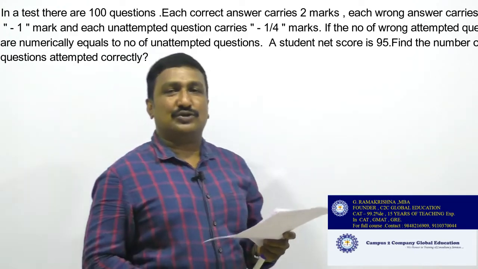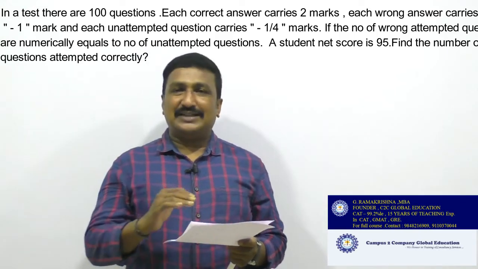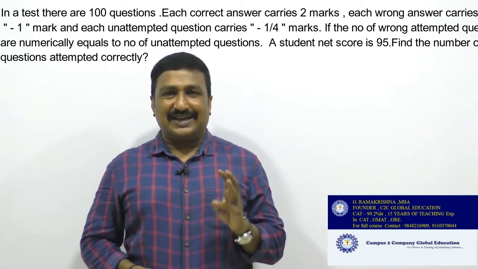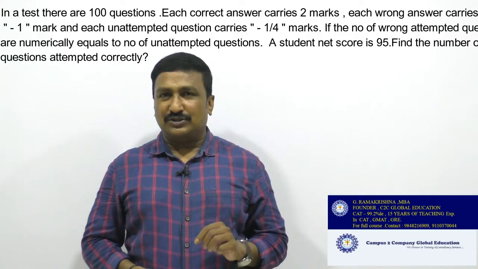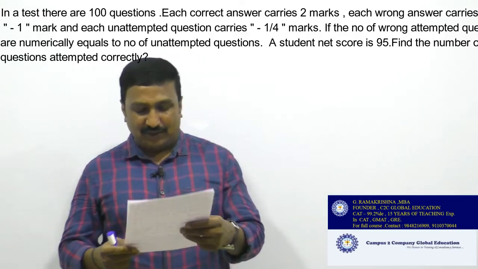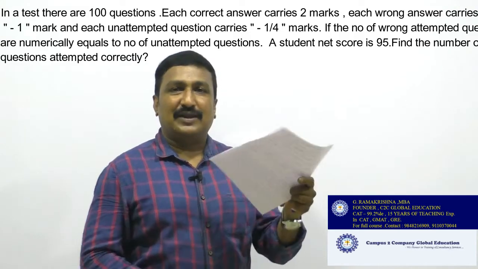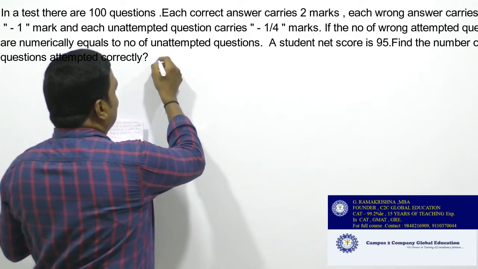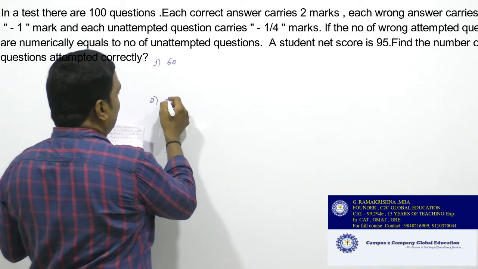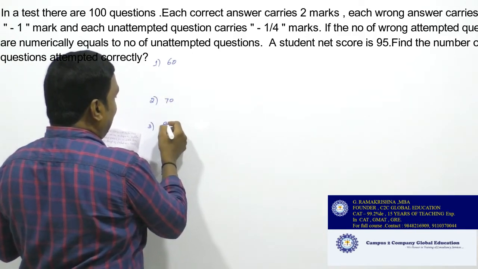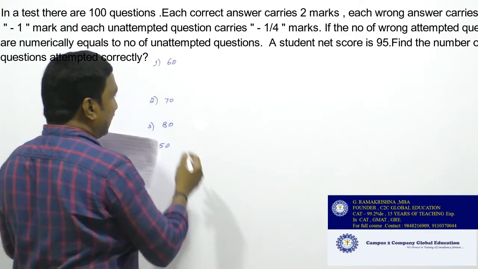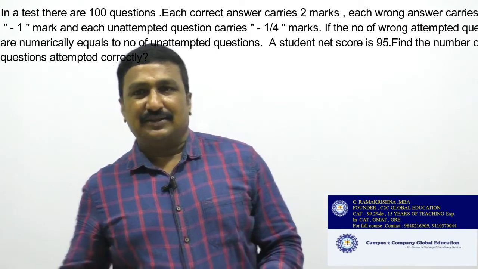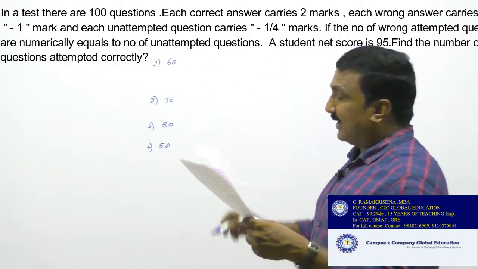In the previous 2 questions we discussed only 2 categories: correctly attempted questions and wrongly attempted questions. But in this case there are 3 types: correctly attempted questions, wrongly attempted questions, and unattempted questions. Here they are asking to find the number of questions attempted correctly. The options are 60, 70, 80 and 50. First I will explain the systematic method, then I will explain the options method.